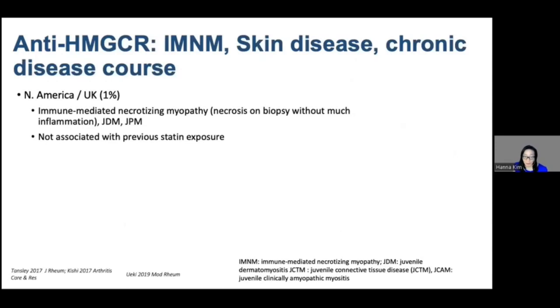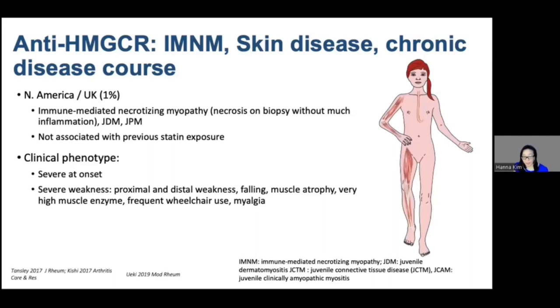The next MSA group is anti-HMGCR, which is the second myositis-specific autoantibody in this same group of immune-mediated necrotizing myopathy. This is present in 1% of North American and United Kingdom juvenile myositis cohorts. You may have heard of this as it was first described in adults and associated with adults that had previously taken statins like lovastatin. It is not associated with statin exposure in kids, but it is still observed in juvenile myositis.